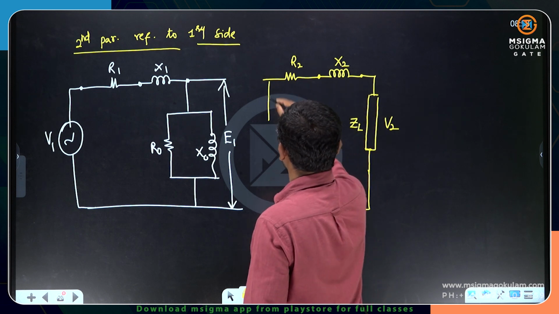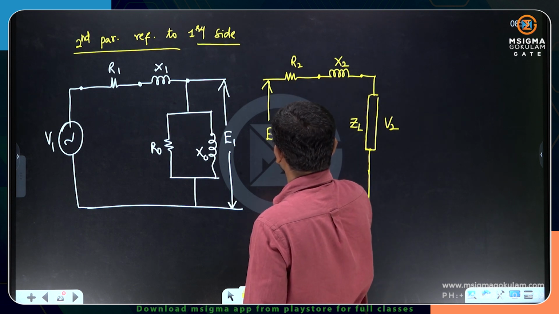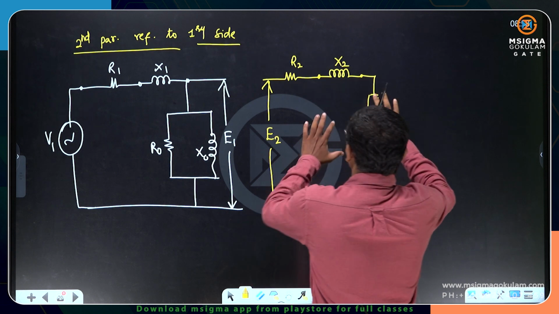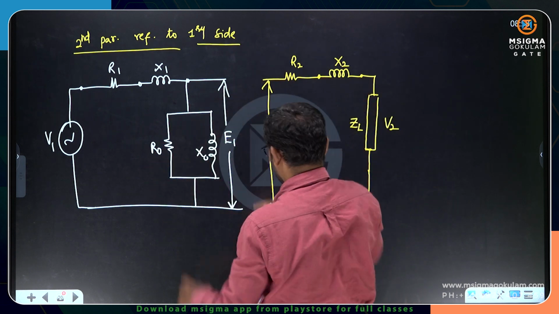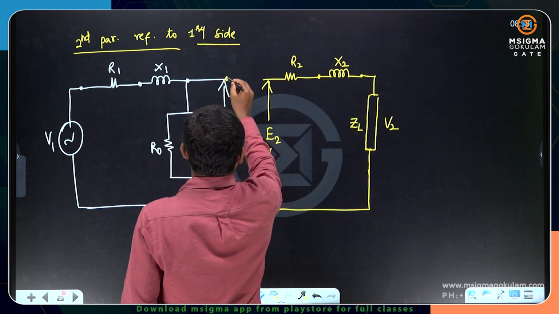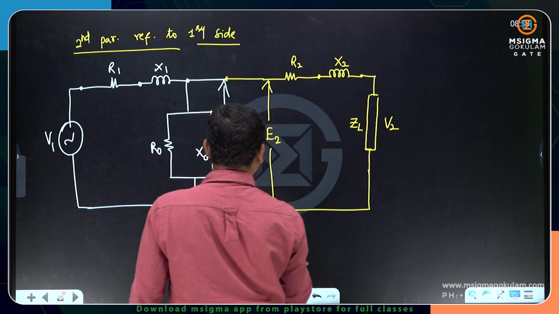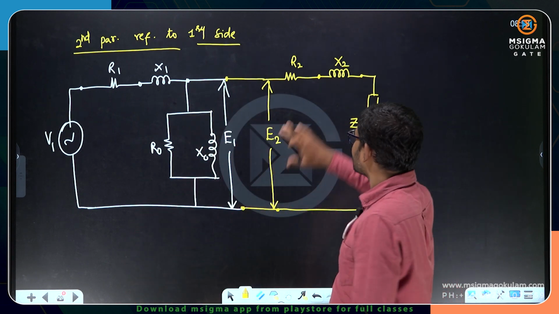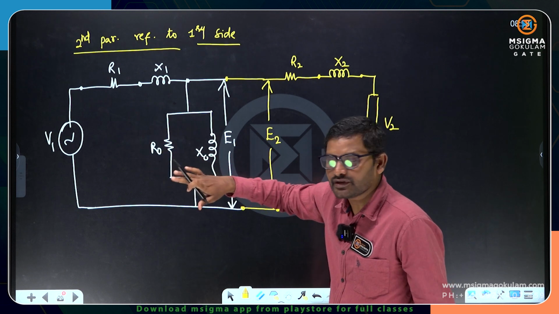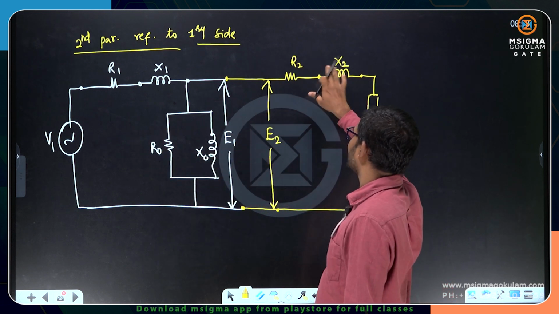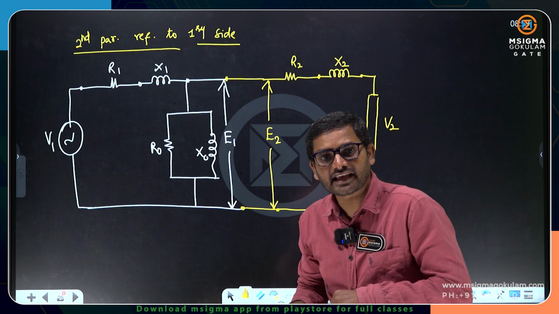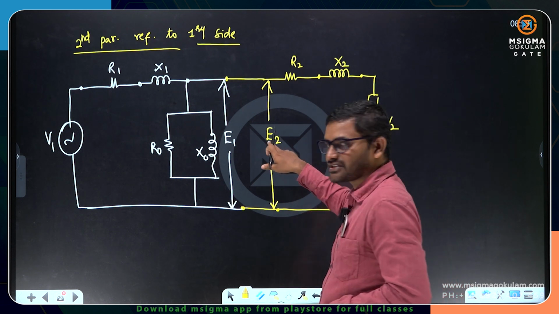Right? So they are operating at E2 voltage. Now what I am doing? I am transferring these parameters onto the primary side. So let me connect here. Okay. Now will you get the same resistance onto the primary side also? These resistances and reactance are on the secondary side, which can be seen from this E2.